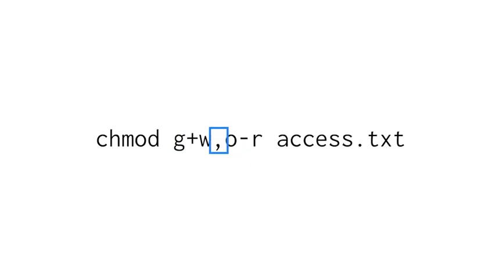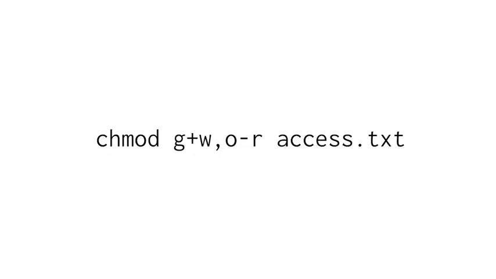But do we want to add or take away permissions? Well, for this, we use mathematical operators. So the plus sign after G means we want to add permissions for group, and the minus sign after O means we want to take them away from other. And the last question is, what kind of changes? We've already learned that R represents read permissions, W represents write permissions, and X represents execute permissions. So in this case, the W indicates that we are adding write permissions to the group, and R indicates that we are taking away read permissions from other.